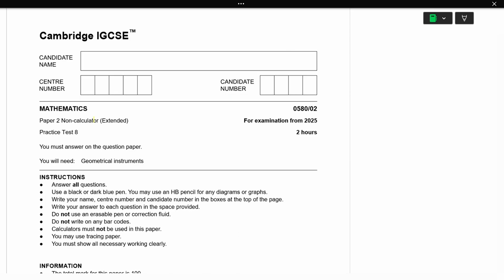Mathematics paper 2, non-calculator. Mathematics 0580 paper 2, non-calculator extended. It's 2 hours duration, and this is practice sheet 8. Also, calculator is not allowed. Let's go for the first question.